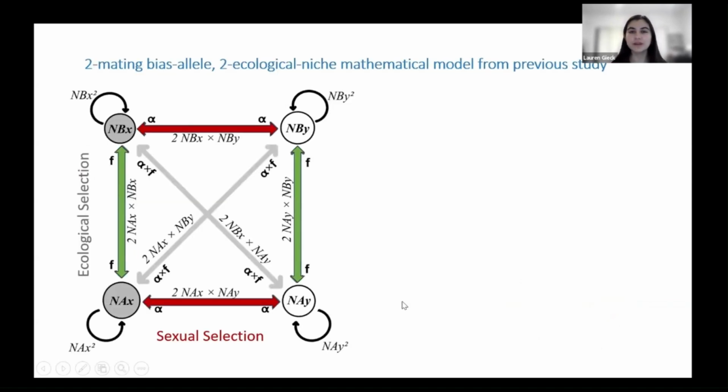So in a previous study, we developed a mathematical model and derived this two mating bias allele, two ecological niche model from this previous study. We also used individual-based computer simulations to propose this 5-stage process for establishing initial pre-mating reproductive isolation in sympatric speciation. So the aim of this study is to take the same model and these same computer simulations to investigate coupling of additional reproductive barriers during later stages of speciation.